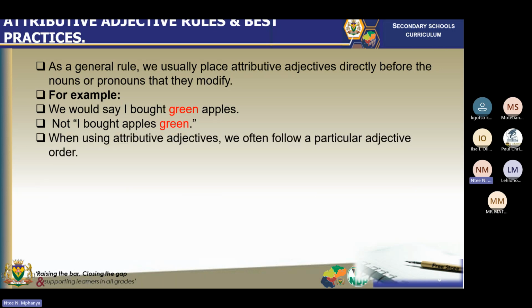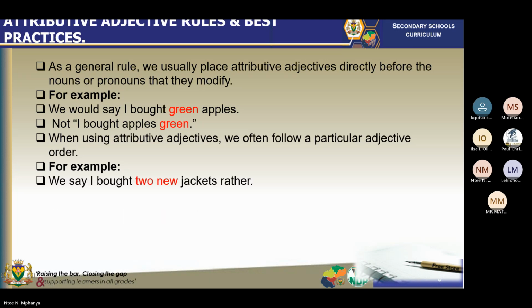And then when using attributive adjectives, we often follow a particular adjective order. Let us look at that. We say, I bought 2 new jackets, rather than I bought new 2 jackets. Look at the particular order. 2 comes before new, not the other way around. This one is incorrect.